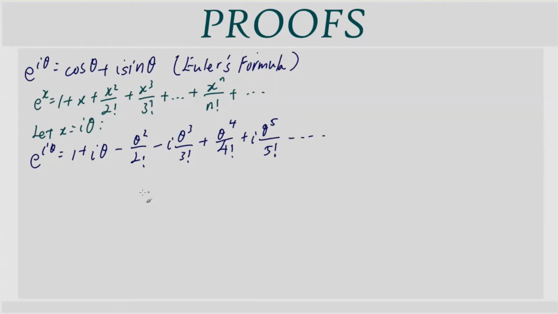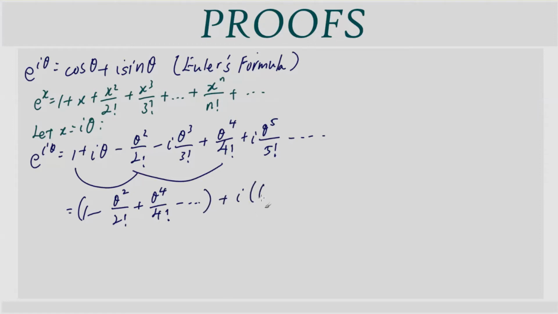And now what I'm going to do is group them up in terms of real and imaginary. So we have 1 minus theta squared over 2 factorial plus theta to the 4 over 4 factorial, and so on and so forth. And on the other side we have i times theta minus theta to the 3 over 3 factorial plus theta to the 5 over 5 factorial.